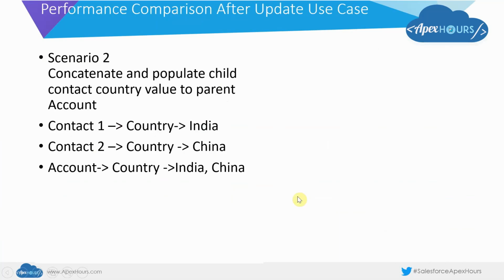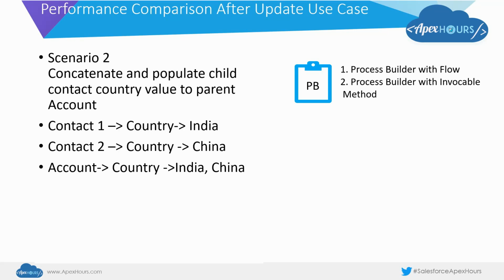Let us go to the second scenario. I would like to concatenate and populate the child contact country values into the parent account country field. That is, if we have two contacts, contact 1 and contact 2, with two country values, India and China, once the account is saved, I would like to see the country value as India, China. That is my requirement. Now, again, Salesforce provides multiple solution options for that. I just captured some of those here.